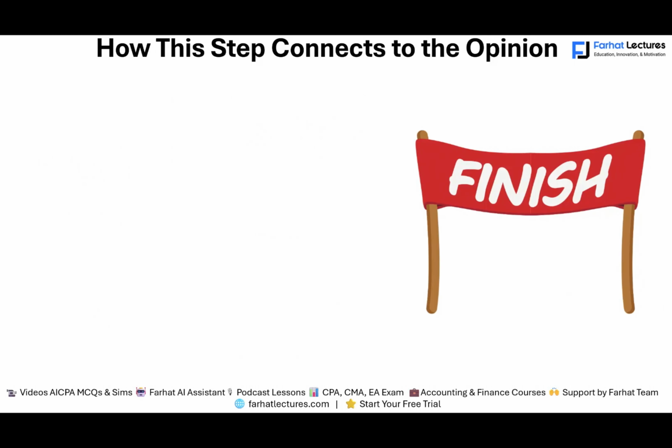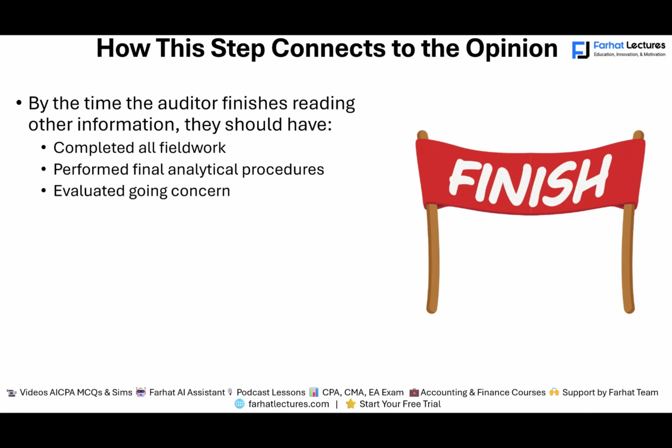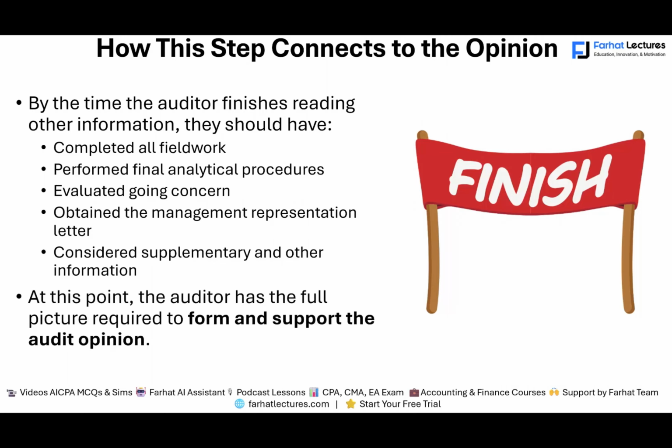So how does this step connect to the audit opinion? By the time we're done reviewing the supplementary information and other information, basically we have completed all the field work. We're ready to finalize everything. We performed the analytical procedures, evaluated the going concern, obtained the management rep letter, and considered the SI and the other information. At this point, we have the full picture to support the audit opinion, because we want a complete picture, and the complete picture would include all the field work, final analytical procedures, evaluating the going concern, subsequent events, everything that we learned up to this point.